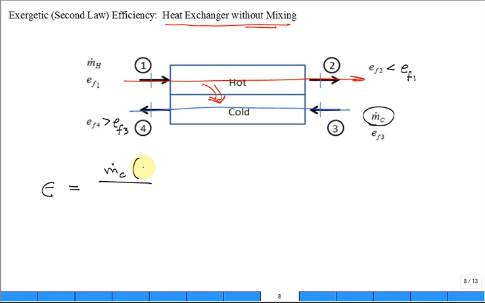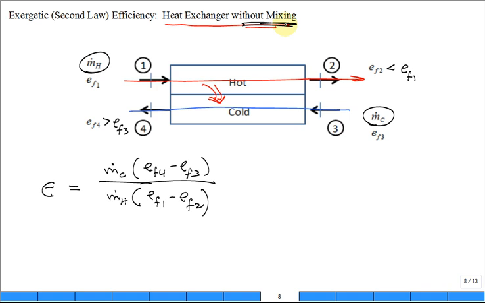So this is what goes into the cold, the mass flow rate of the cold times EF4 minus EF3. True? What came out of the hot? The mass flow rate of the hot times EF1 minus EF2. So there's a good definition of exergetic efficiency for a heat exchanger that has 2 inlets and 2 outlets. It's without being mixed.